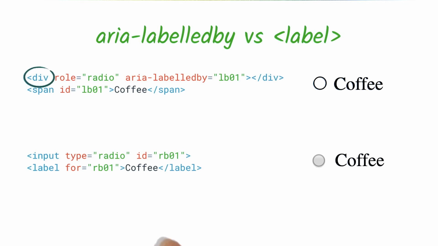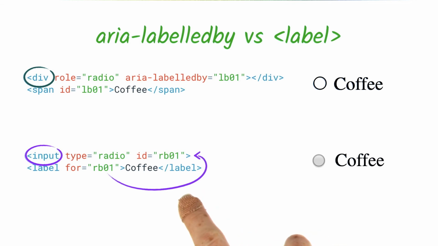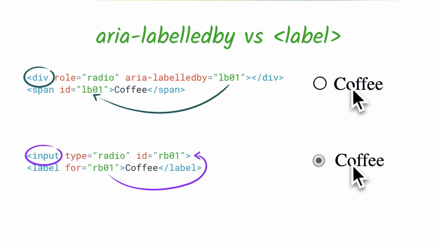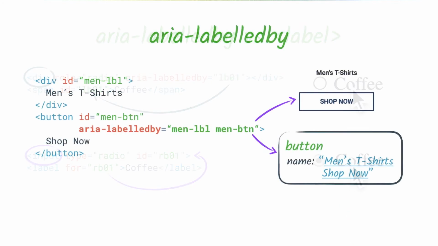aria-labelledby may be used on any element, not just labelable elements. While a label element refers to the thing it labels, the relationship is reversed in the case of aria-labelledby. The thing which is labeled refers to the thing which labels it. Since ARIA only affects the accessibility tree, aria-labelledby does not give you the nice label clicking behavior you get from a label element.